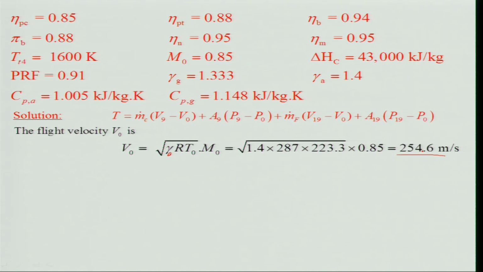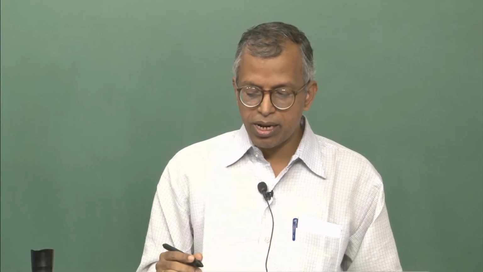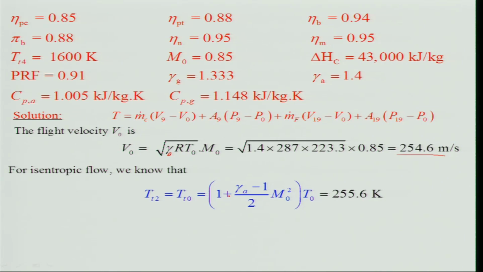And for isentropic flow, we know that Tt2 is equal to Tt0, right. Keep in mind in this air intake we are not adding any work, nor is any heat going out. So, therefore, the temperature remains constant and Tt0 can be related to T0 in terms of Mach number, which we know very well, and substitute these values of Mach number and gamma a, you will get these values.